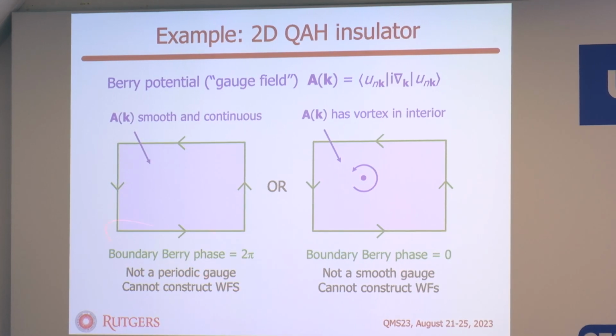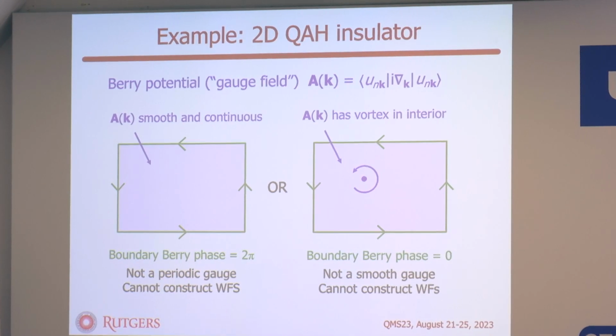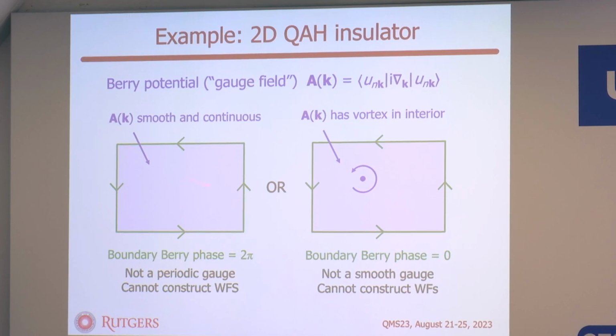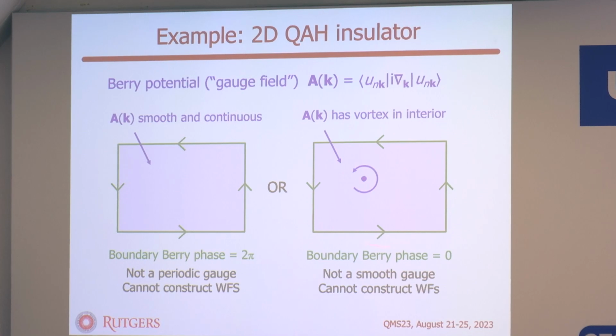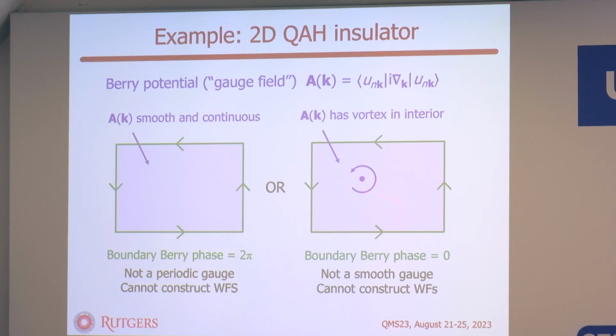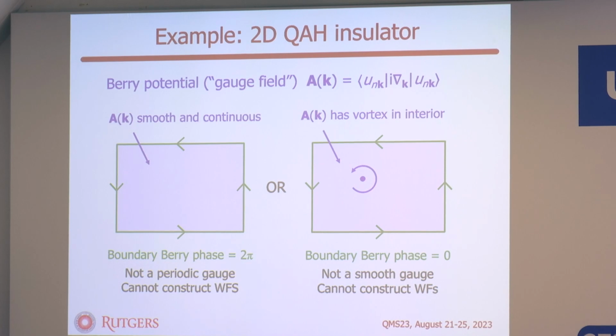pi. But that's inconsistent with choosing periodic boundary conditions in reciprocal space for the Bloch functions, because if you do that, the Bloch functions at the top and bottom and left and right are identified, and when you do the integral around the boundary, you get 0. So that's one way of thinking about it. The other way is if you insist that the boundary Berry phase is 0, and then you choose the gauge inside, there has to be a vortex, a singularity in the gauge somewhere in the interior.